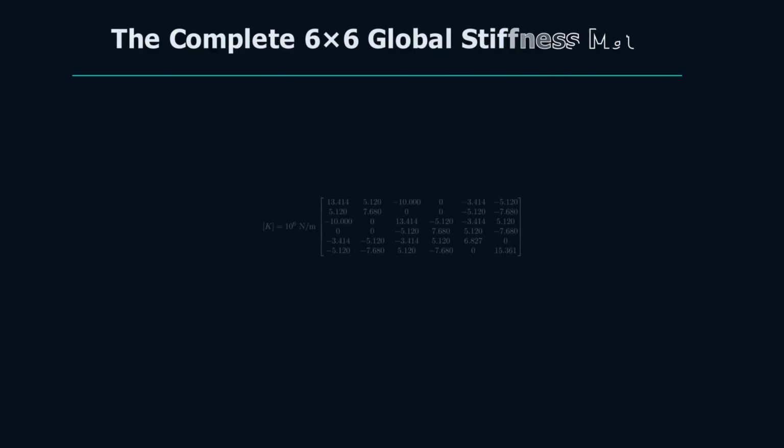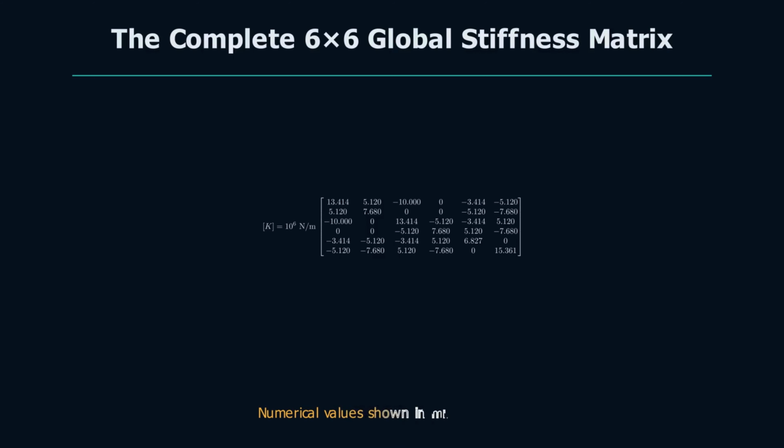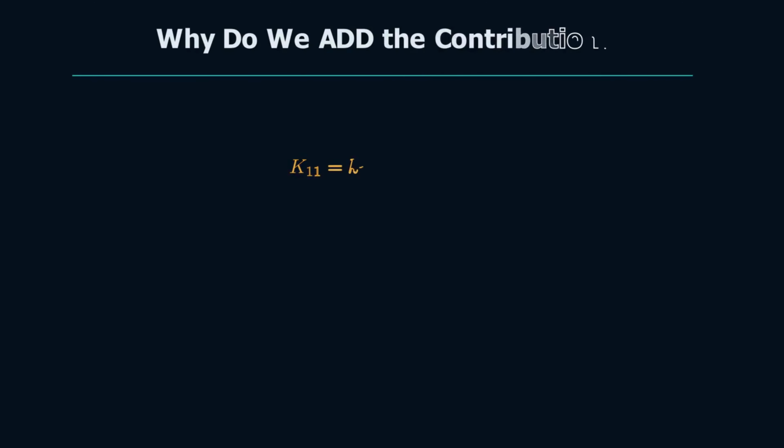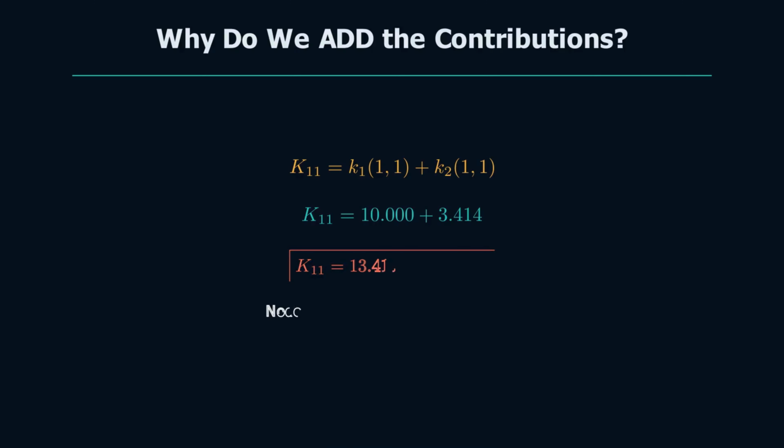Here is the completed global stiffness matrix. It is 6x6 because our structure has 6 global displacement degrees of freedom. Every number in this matrix has a physical origin. It comes from one or more truss members connected to the corresponding degrees of freedom. The most important idea in assembly is that overlapping entries are added, not replaced. For example, global entry K11 receives a contribution from element 1 and another contribution from element 2. Adding those two contributions gives 13.414 times 10 to the 6 newtons per meter.